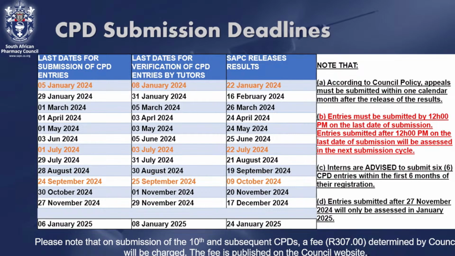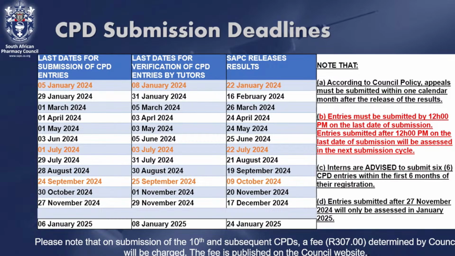Now, we also would like to urge and advise interns to submit 6 CPD entries within the first 6 months of their registration. A couple of workshops have been run to provide you with the tools and necessary information regarding CPD entries and the requirements. So by now, you should be trying to catch up and submitting these entries. If you have already prepared them, you are now equipped and you can submit and be sure that you are going to get it right. And the last thing to note is also that towards the end of the year, if entries are submitted after the 27th of November 2024, they will only be assessed in January.